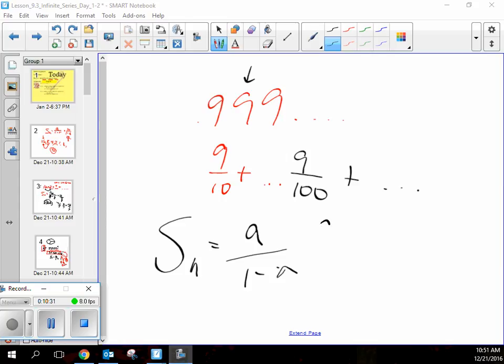So the amount is 9/10 over 1 minus, what was that amount you were multiplying by each time to go from there to there? 1/10. And this one becomes really easy. It's 9/10 over 9/10. And you all know what that means. And it equals 1. You add up all those little tiny parts, it actually equals 1 whole.